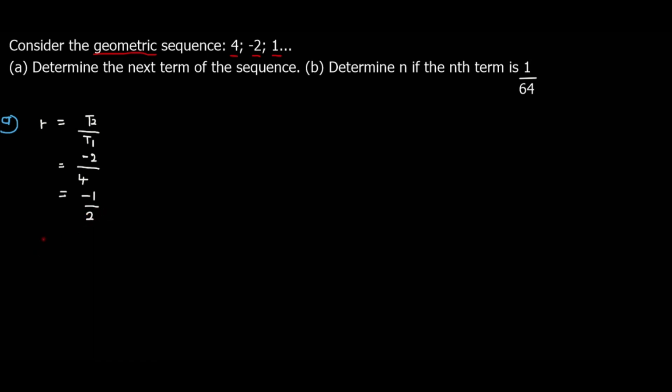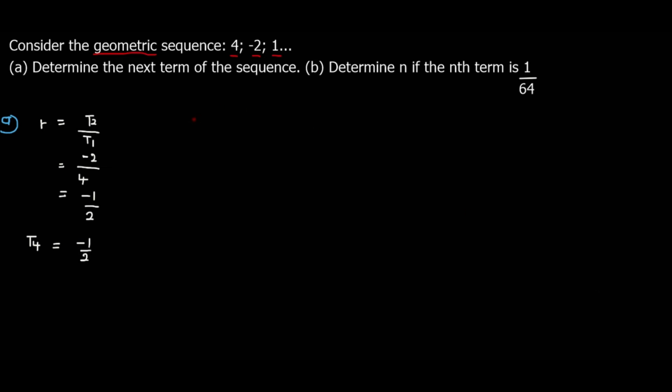Therefore, finding the next term is very easy because that's about moving from one term to another, we multiply by the constant ratio. So moving from 1 to the next term, we multiply 1 by the constant ratio, which is -1/2. So our next term, which is T4, is equal to -1/2, because 1 times -1/2 is -1/2. Remember, this is term number 1, term number 2, and term number 3. So we move from term number 3 to term number 4, because the question asks us to determine the next term. So the next term is term number 4.